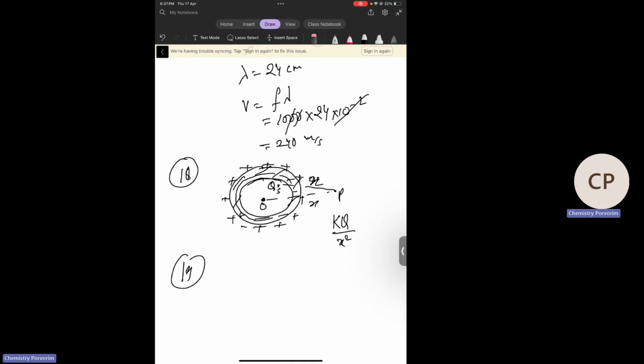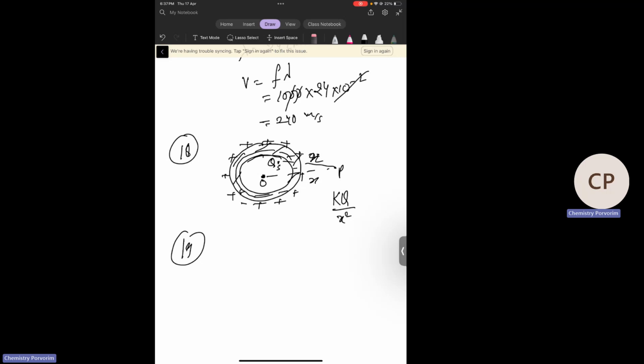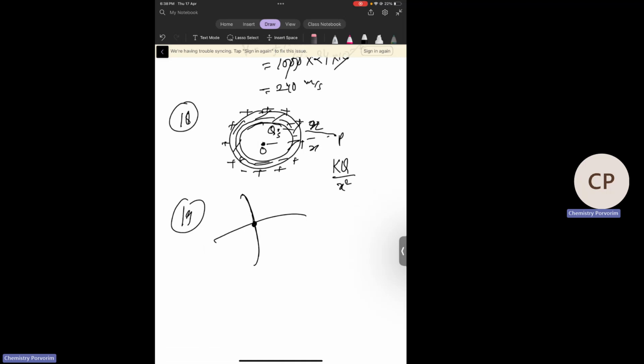19. Equipotential surfaces cannot intersect each other. Second, equipotential surface. If equipotential surfaces intersect, then at the intersection point potential must be same, but we are saying both surfaces have different potential, which is not possible. Statement 1 is wrong. Second, electrostatic field lines can never intersect each other. Both are correct. Option C.